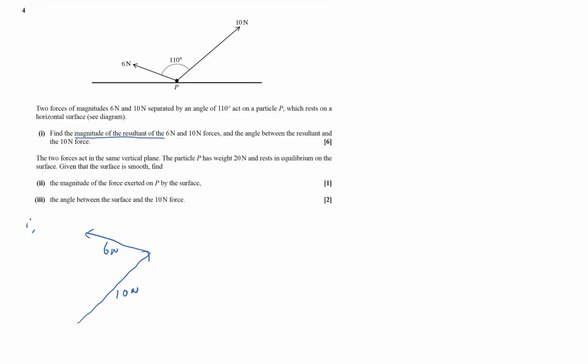And what I need to do, I'll do it in green, I need to find out that bit there. That's the resultant, that's what I need to find. Call it X. And the angle I'm told about is, I know that we had 110 degrees here, so if I slide this 6 Newton force down, that's 110 degrees, and therefore this one is 70 degrees.